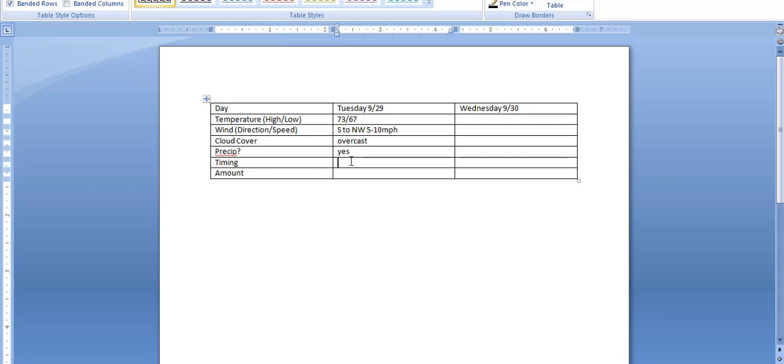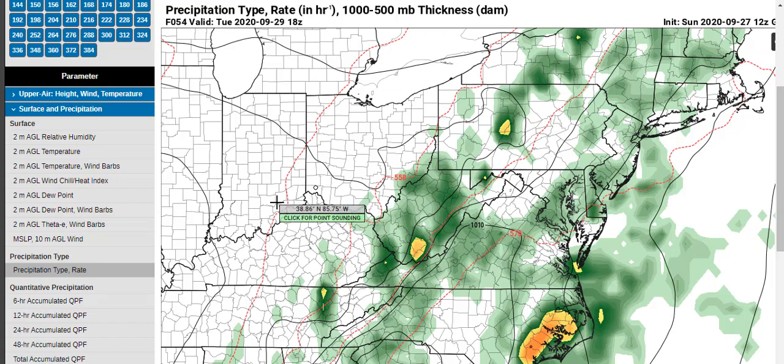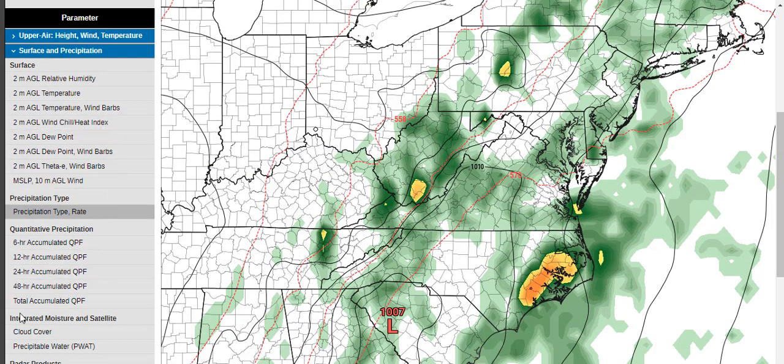But if you really want to be a hero and you really want to test out your skills, which I encourage you to do, the timing here, I would say best chance for showers would be between 12 and 2 p.m. for a start time. Okay. Now for an amount, what's great about this is that you have some options here. You can go under the quantitative precipitation, meaning how much precipitation is actually measured. You can go under that tab and you can look at 6-hour intervals, 12-hour intervals, 24-hour intervals, or total precipitation throughout the entire forecast period.